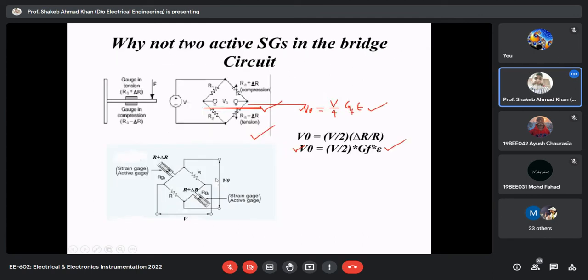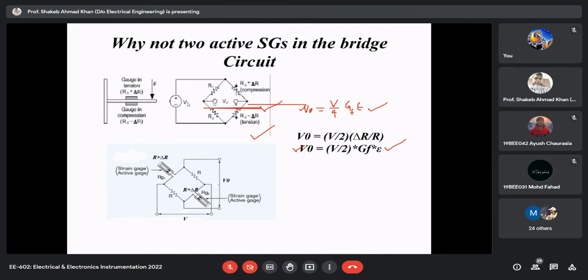Now we move to the half bridge circuit. In this case we are getting more response, more output for the same strain, and there is temperature compensation also. So obviously this circuit and system is more sensitive than this one, so we'll prefer this one. Is it fine to all of you?